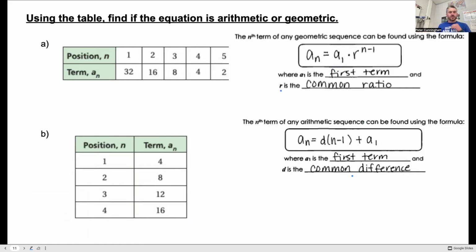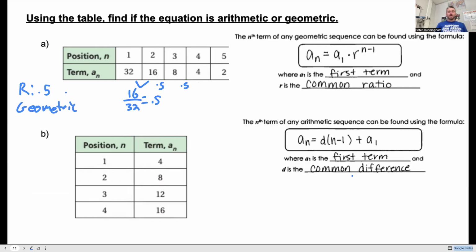Okay. So first of all, let's use our old skills and look and see, okay, 32 to 16. So 16 divided by 32. I found that that is 1/2 or 0.5. Okay. Is 0.5 times 16 8? Yes, it is. Is 0.5 times 8 4? Yes. So I found that I have a ratio here of 0.5. You could also put it as 1/2. That doesn't matter. And this is a geometric sequence.